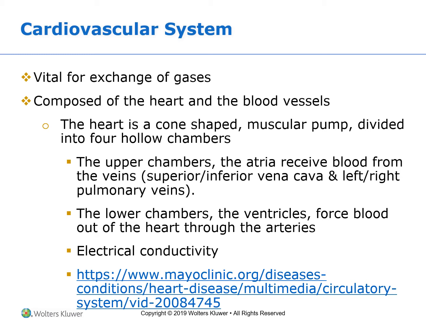Then we have the tricuspid and the mitral valves. These are the one-way valves that help guide and direct that blood flow through the heart. And then we have our exit valves, which are the pulmonary and the aortic valve, which are located in each of the ventricles. Remember that the blood vessels carry the blood from the heart to the cells of the body. Arterioles and arteries carry blood away from the ventricles to the capillaries, and the venules and the veins return the blood from the capillaries to the atria.